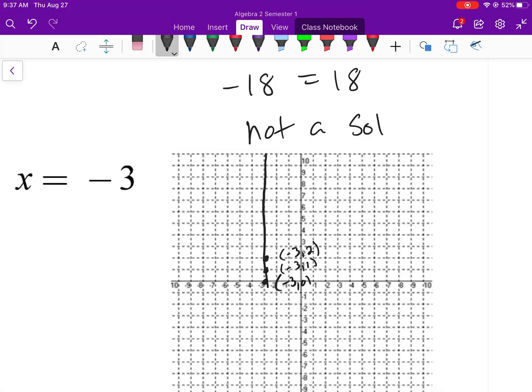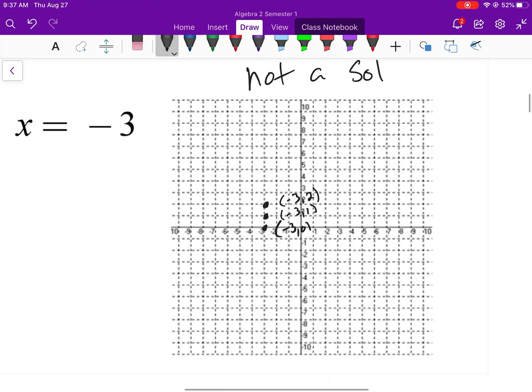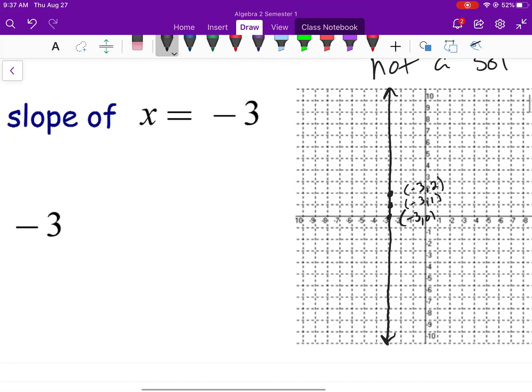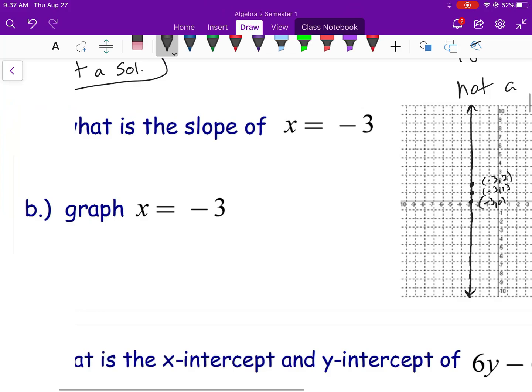Whenever you get a line and it's x equals or y equals, it's either going to be a vertical or horizontal line. The way I like to think about it, if it's x equals, we need to cut the x-axis in half. So we're going through the x-axis at negative 3. So we're trying to find the slope of a vertical line.